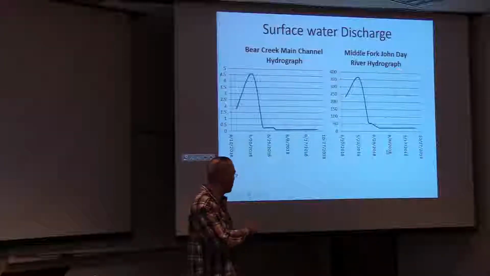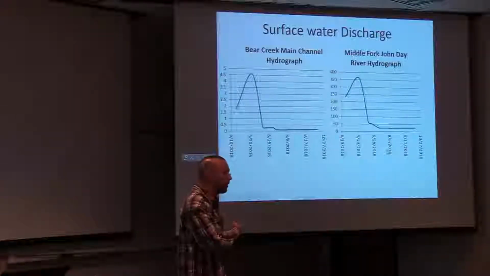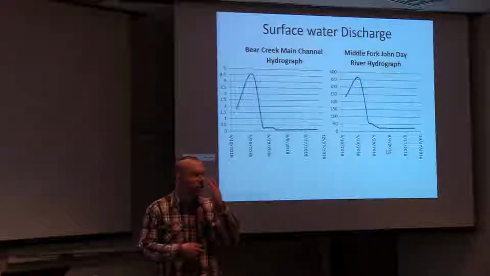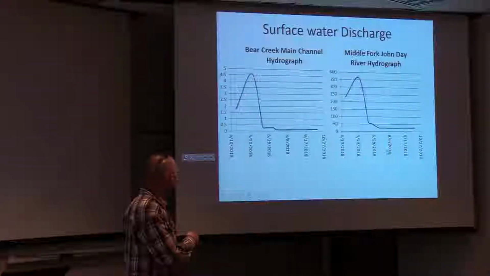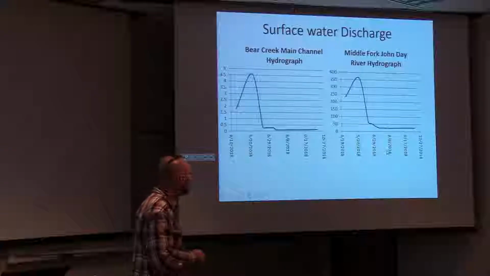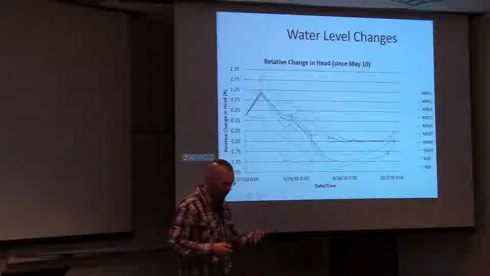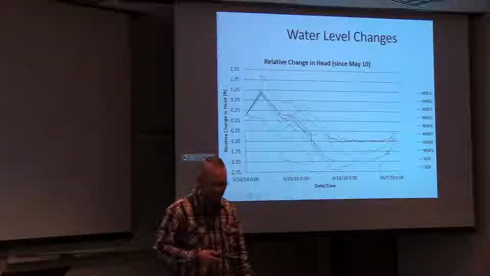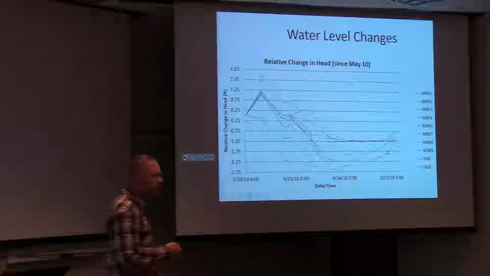Here is the surface water hydrograph at the USGS gauge for the Middle Fork John Day, and then these are stream flows that he took every time he was out there at Bear Creek. The scales are different, but the curve shows a snowmelt pulse and then goes to a low flow period, just so we have an idea of what the surface flows are. And river stage could be important for modeling.